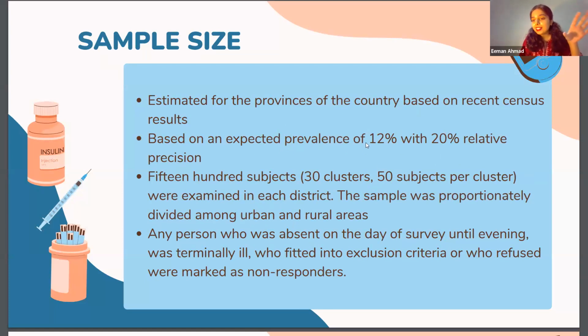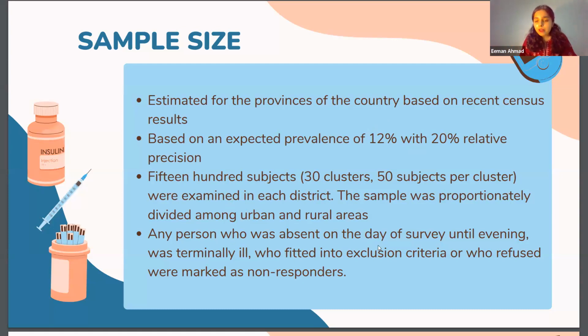Basically, when you calculate the sample size, you look at the expected prevalence, right? So whatever result you were expecting, you use that percentage to calculate a sample size, right? The outcome that we're looking at is prevalence. So we expect the prevalence, according to the previous studies that were done, to be between 12 to 20%, right? And using this particular data, a sample size of 1,500 subjects in each district was calculated, right? And it was proportionally divided between urban and rural areas.